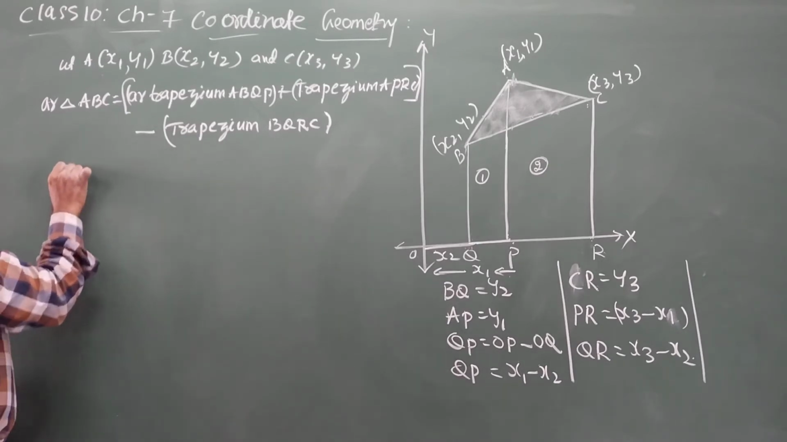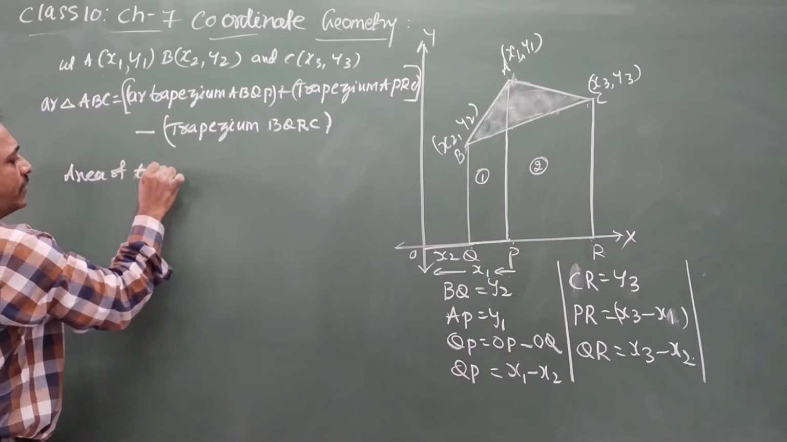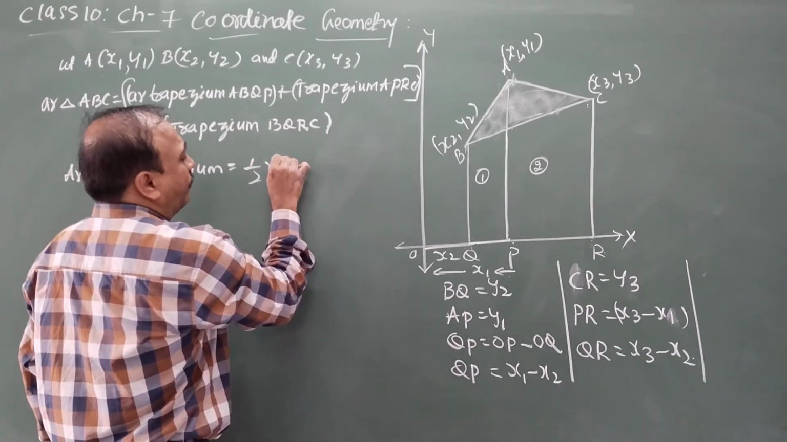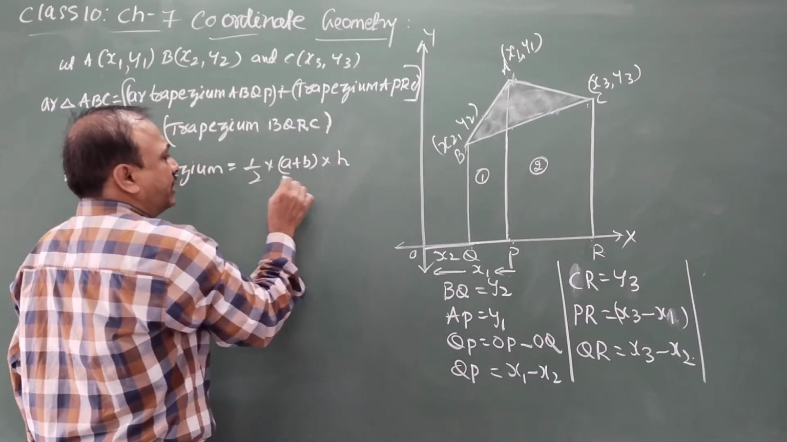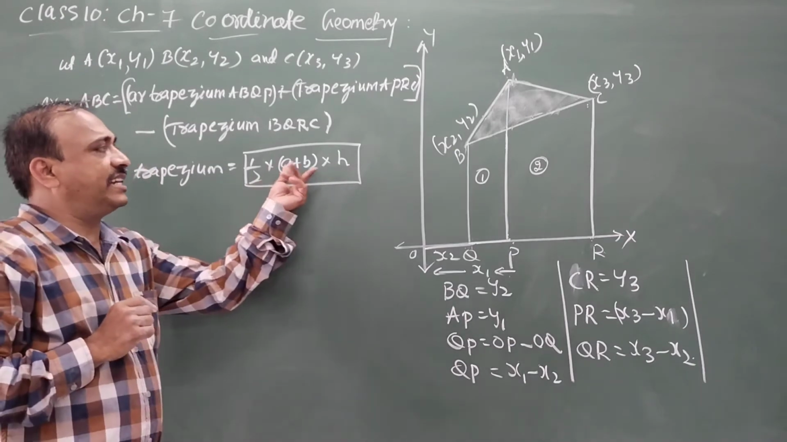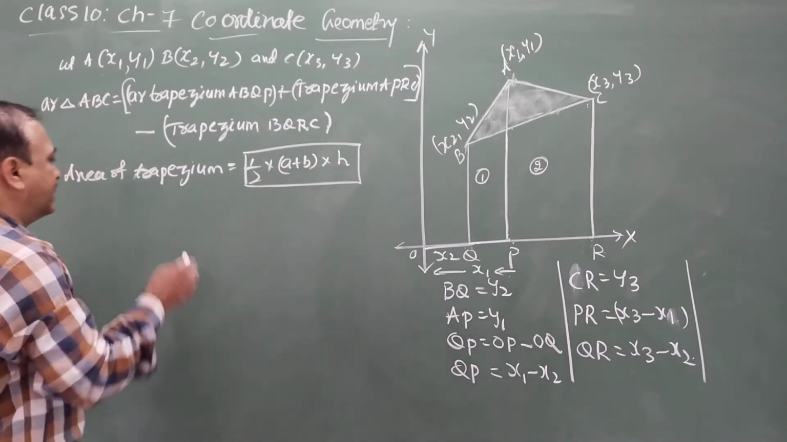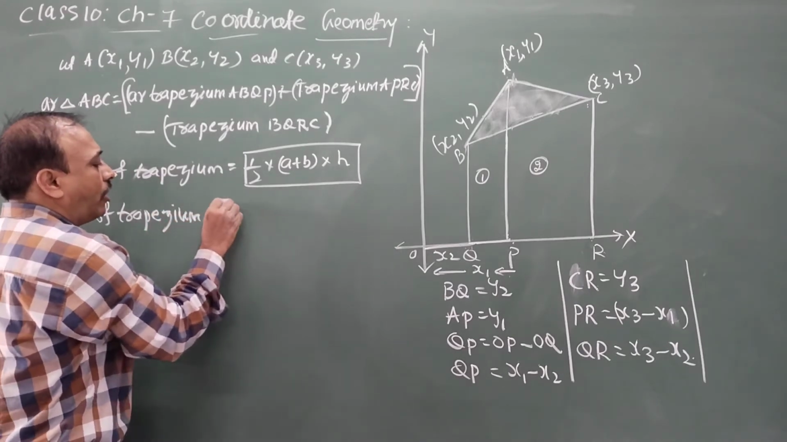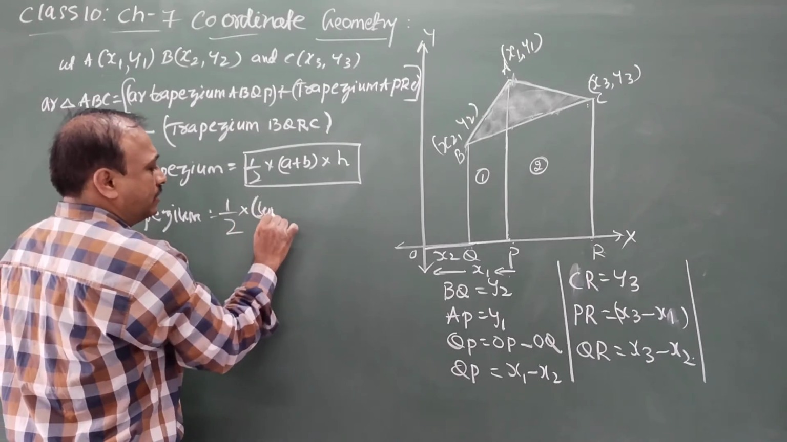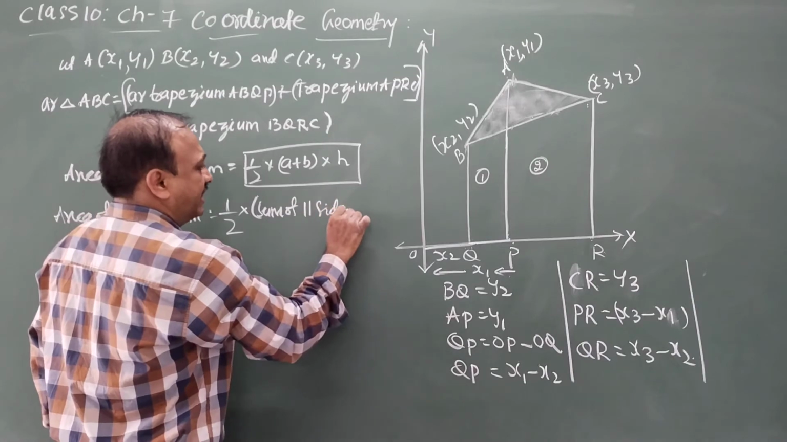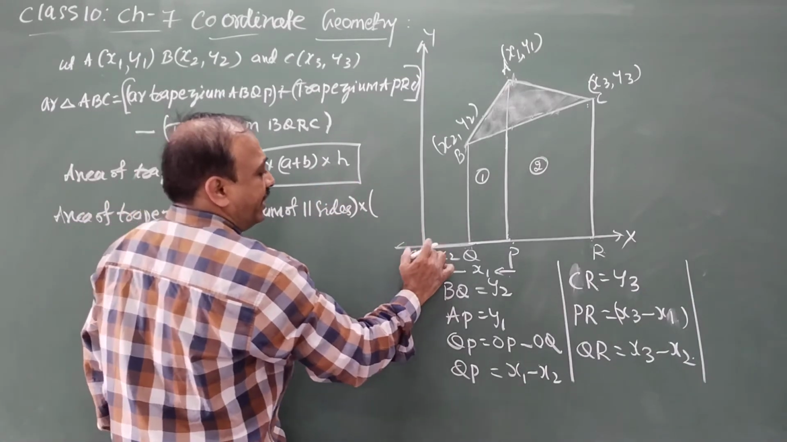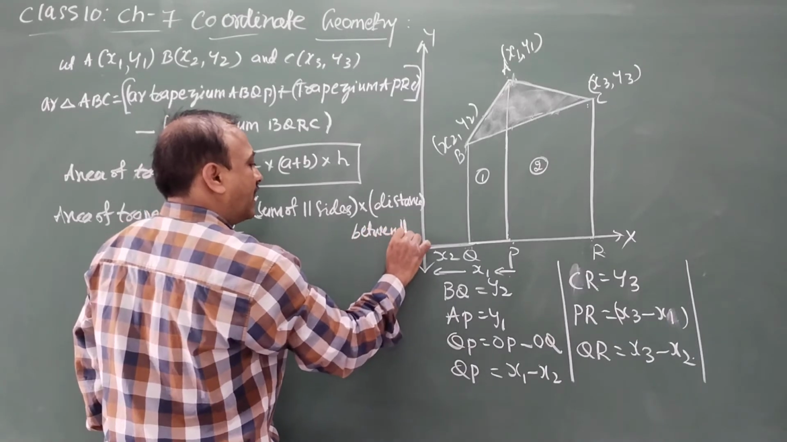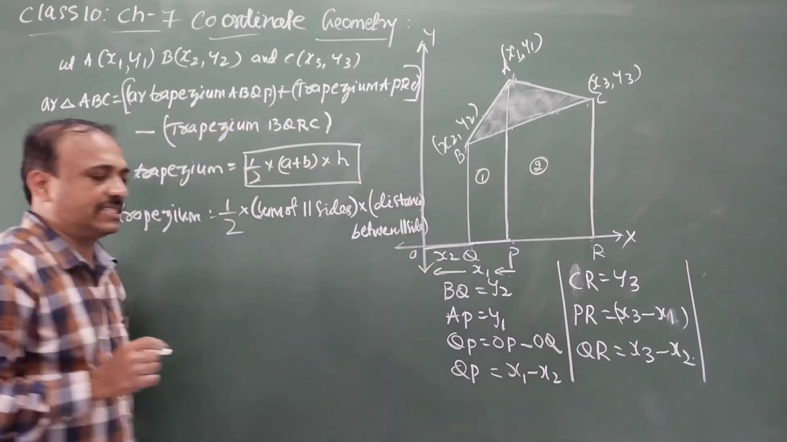What is the area of a trapezium formula? The area of a trapezium is half into the sum of the parallel sides, that is half into (a plus b), into its altitude, which is the distance between the parallel sides, which is nothing but the perpendicular distance.